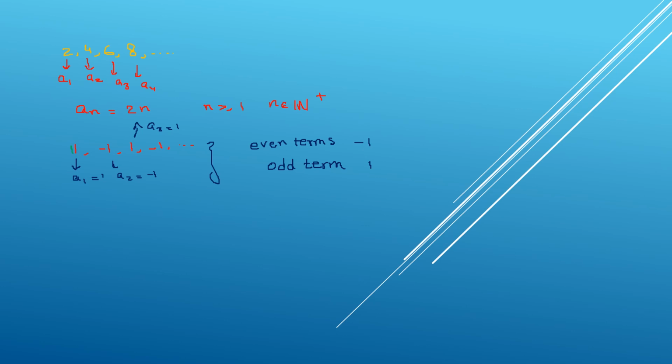So what will be the general formula for an? Someone can write this as 1 and -1, depending on whether n is odd or even. Is there any other way to write this general formula? Can you think of that? I can write an equals minus 1 raised to something. Actually, what we need is that when n is odd, that must give 1, and when n is even, that gives minus 1. So what could be here to make it this?